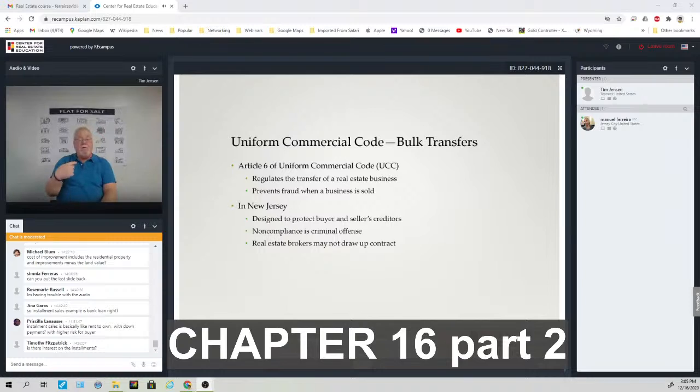And real estate brokers cannot draw up these contracts. These contracts must be drawn up by an attorney, especially since it's a business and it's not a residential building. So they have to write up the contract and all other paperwork associated to it. Non-compliance with the Bulk Transfer Act is a criminal offense. So it is required that all these things be noted in the Bulk Transfer Act.